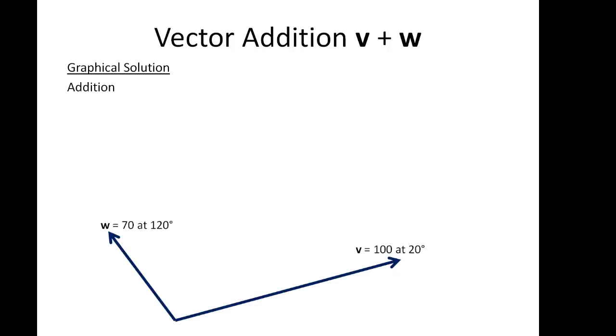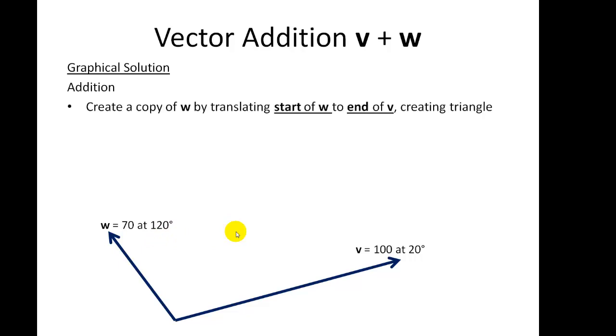If we're adding two vectors, say a vector v and a vector w, let's say v is 100 magnitude at 20 degrees, and w is 70 magnitude at 120 degrees, and we wanted to find the resultant vector of adding v plus w, what we're going to do first is create a copy of w by translating w over to where the start of w is at the end of v. And by start and end, I mean the starting point is the origin of the vector, the ending point is where the arrow is on the vector.